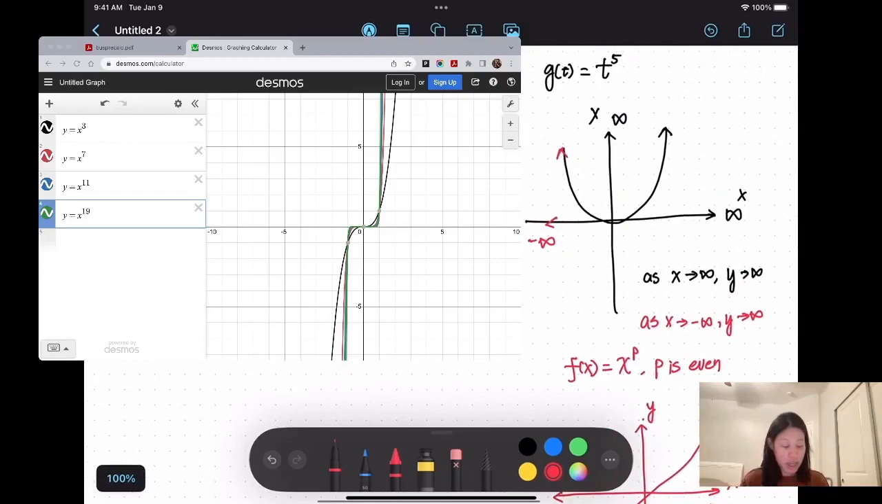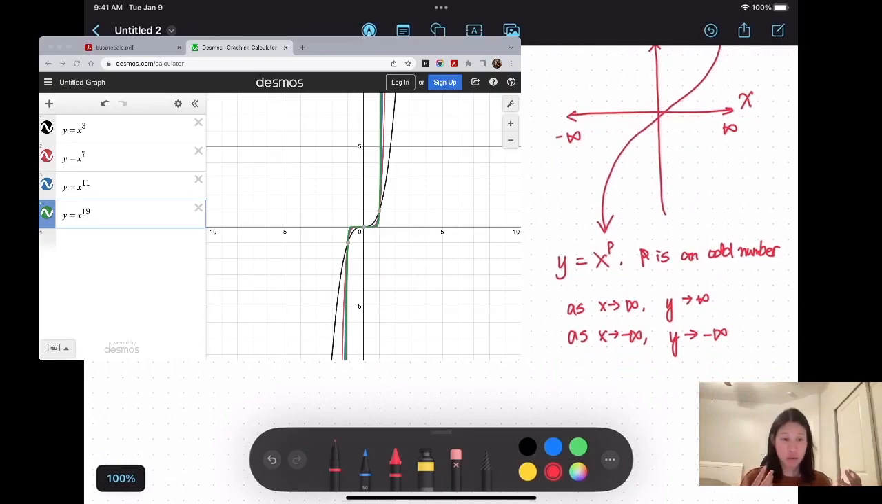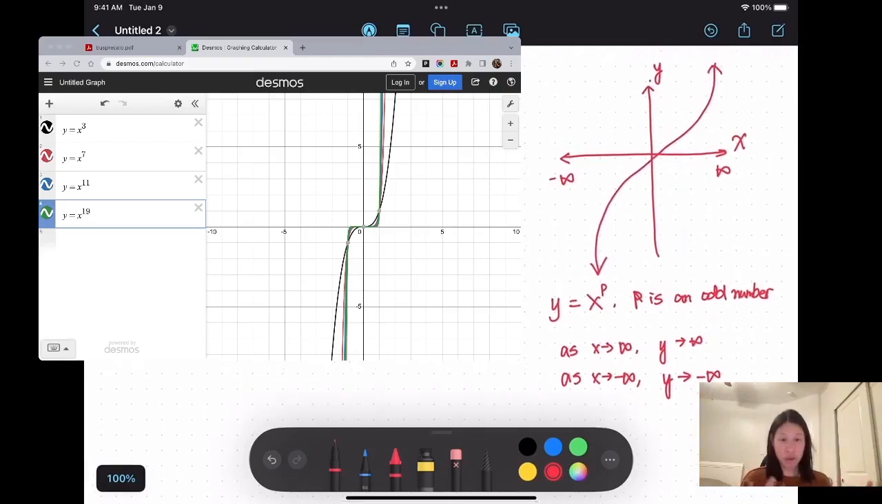Okay, let's compare when the power is even and odd. When the power is an even number, the function looks like a U shape, right? They're similar in their long-run behavior. Long-run behavior means when x goes to infinity, either negative infinity or positive infinity, the function will go up. But if p is an odd number, as x goes to positive infinity, y goes to positive infinity. But if x goes to negative infinity, which is the left side, y goes down, which is negative infinity. So this is the long-run behavior of a function.